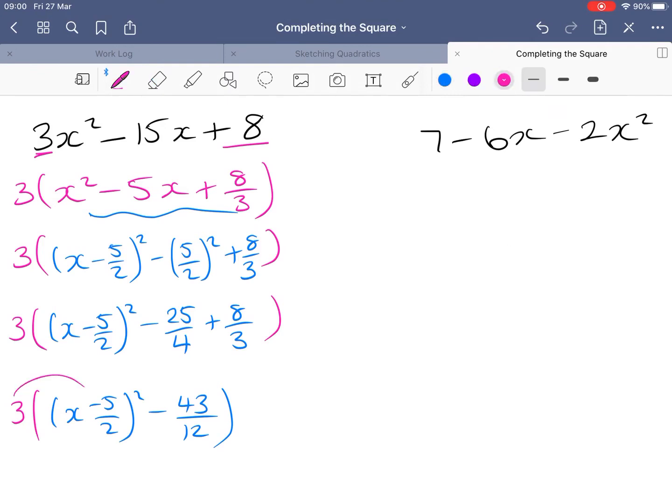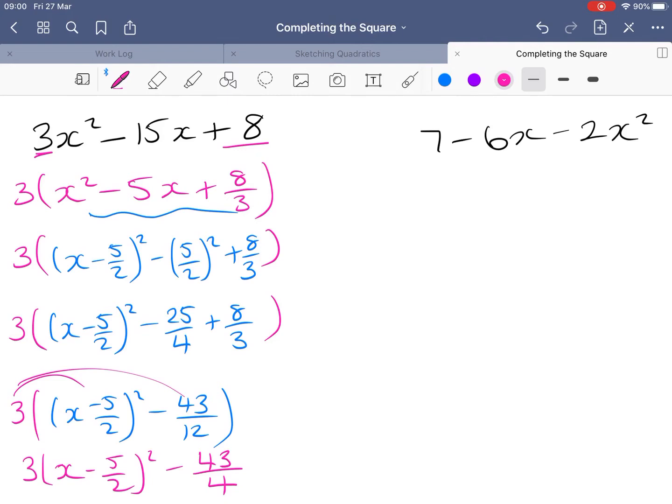But final bit, we bring this back in and we end up with 3 lots of (x minus 5 over 2) all squared, take away 3 times 43 over 12, which is just going to be 43 over 4.